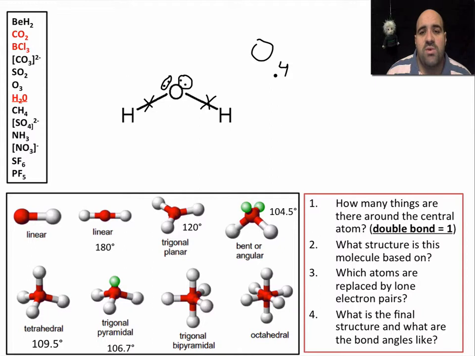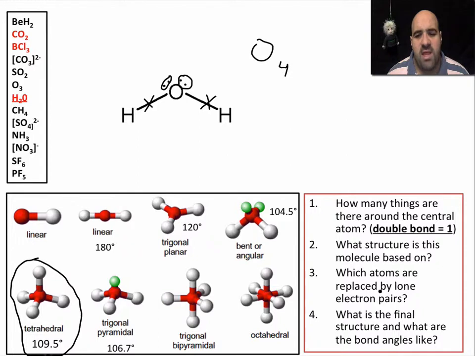So in which case do we have an atom surrounded by 4 things? Well, we'd have to actually go down here. Tetrahedral. So water is based on a tetrahedral structure. But now, which atoms are replaced by lone electron pairs? Well, 2 of these aren't actually atoms in water. 2 of these things are lone electron pairs, so we cross them off. And we end up with just a little bent structure, which is what water is, something like this. Bent or angular.